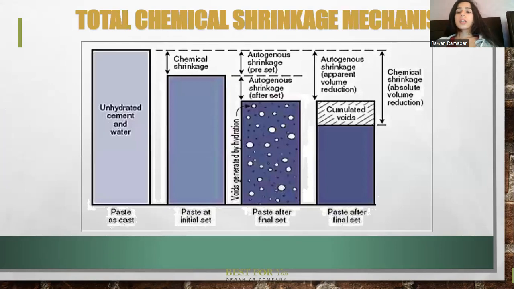Total chemical shrinkage mechanism. After the hydration of cement and water, the chemical shrinkage occurs in the initial setting time, and the autogenous shrinkage, which is represented here, the external volume change, is equal to the chemical shrinkage. After the setting time, the voids are generated due to the hydration, indicating the internal volume change. The accumulated voids plus the autogenous shrinkage represent the total chemical shrinkage.